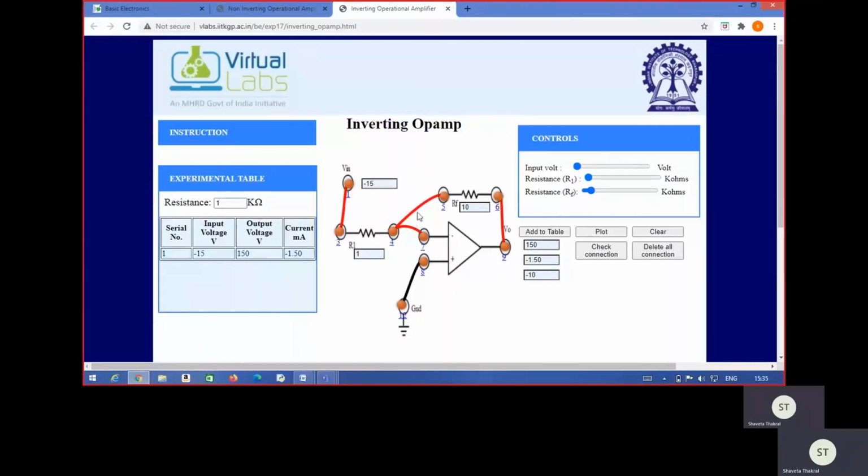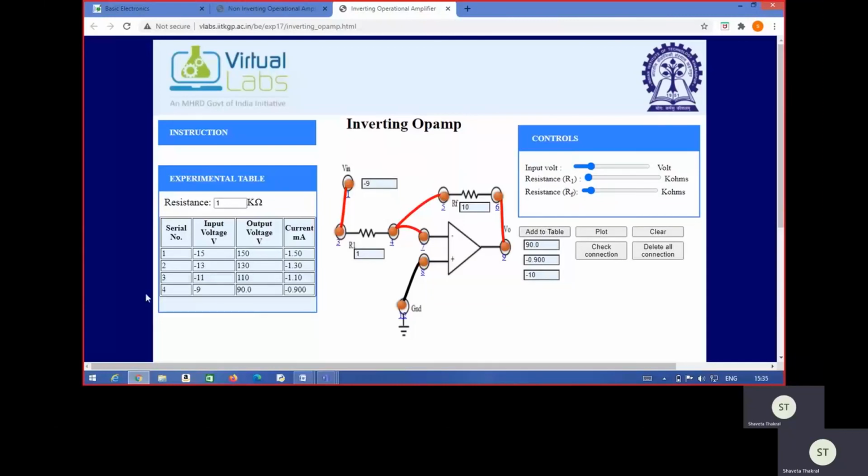So in this way we can increase the value of input voltage and keep on noting down the output voltage. So let's increase the value of input voltage in steps of 2 volt. So let's say we are taking the next value of input voltage, that is minus 13 volt, and add it to table. So we again vary the value of this input voltage. Now let's say this is minus 11, then we add it to table, then minus 9, add it to table.